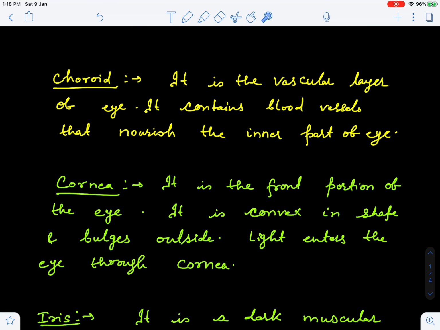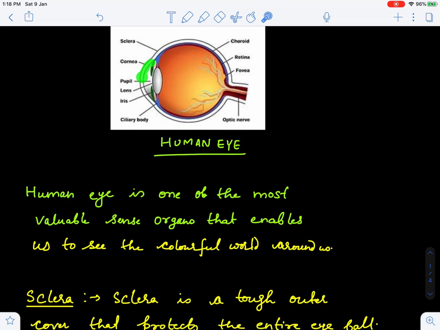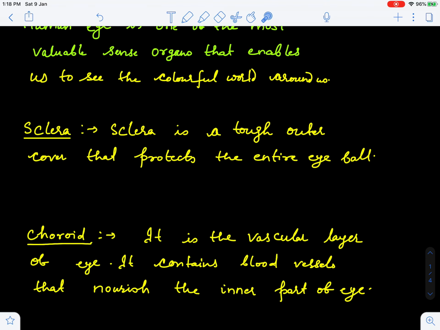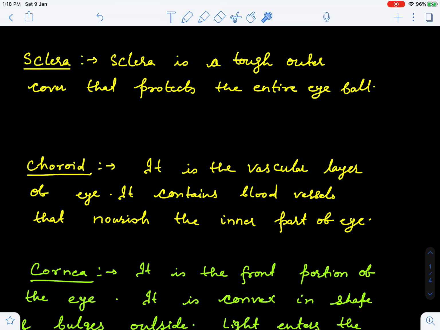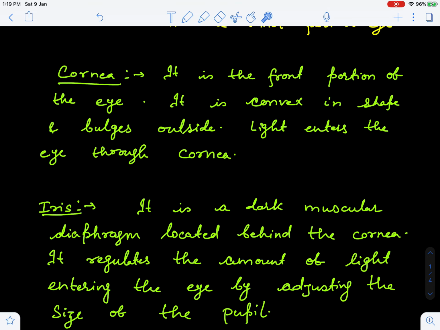Cornea is the front portion of the eye, as I showed there. This is the front portion of the eye through which light enters the eye. I have written here, it is the front portion of the eye. It is convex in shape and bulges outside. Light enters through this cornea.